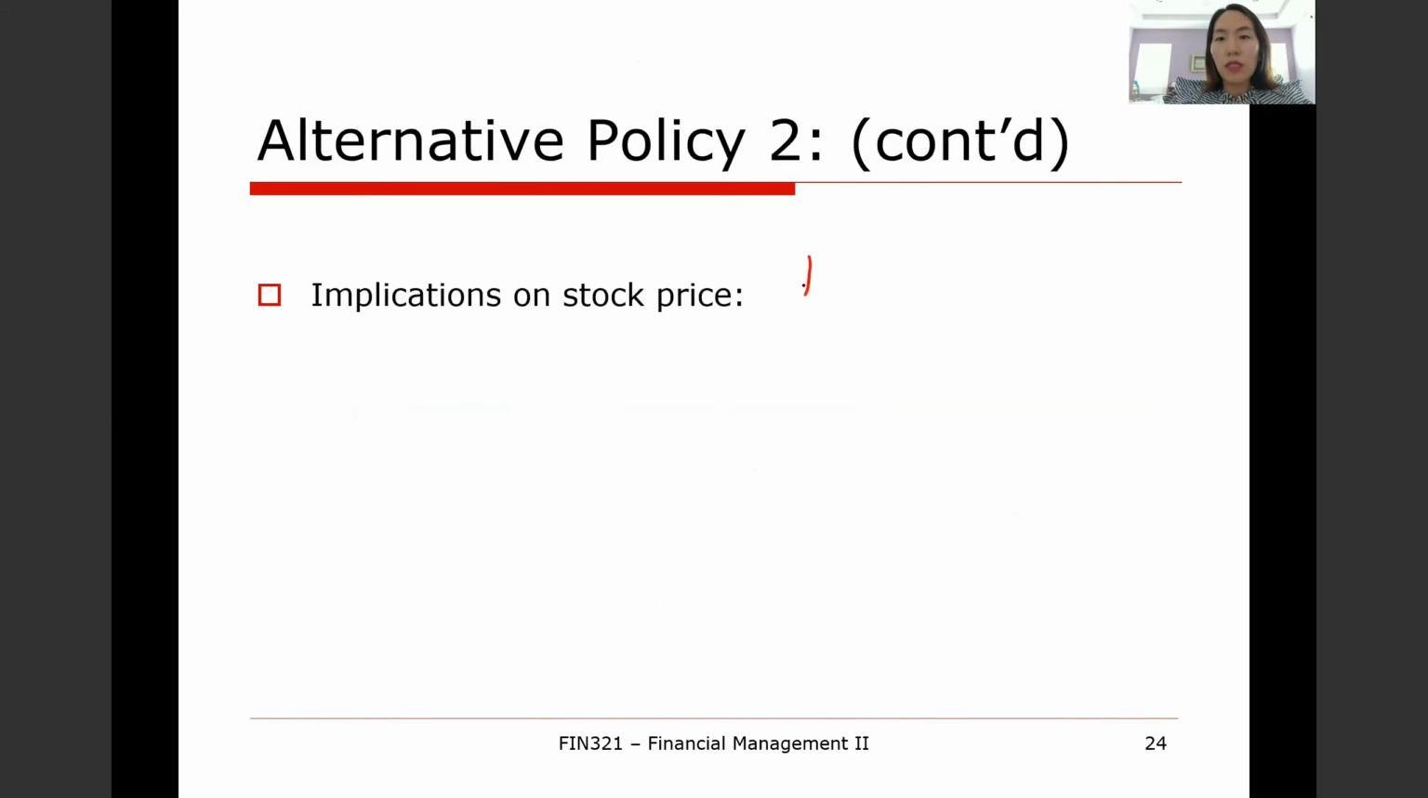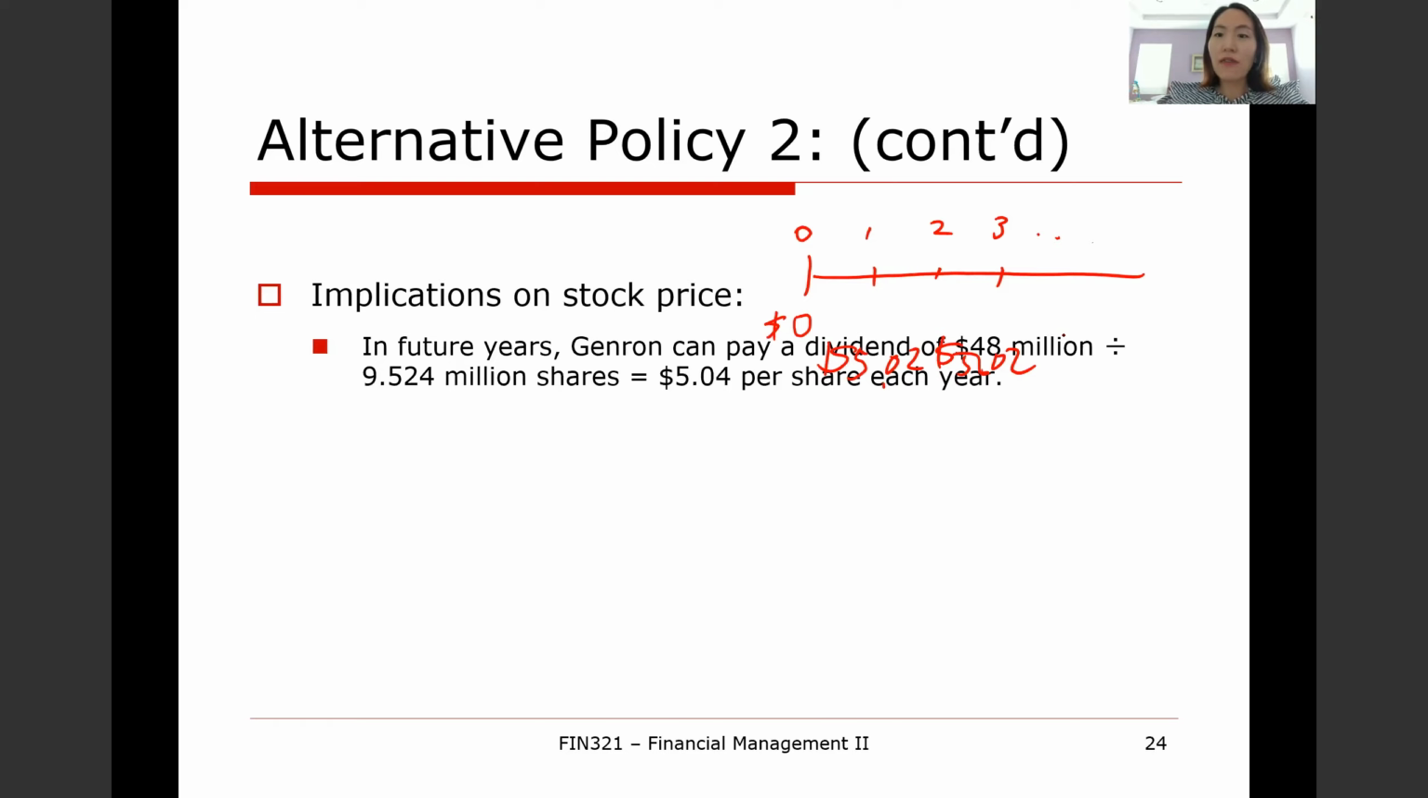So now, once again, let's draw a timeline for a one-share stockholder. Unlike the cash dividend case, in the stock repurchase case, shareholders do not receive anything at time zero. So when the firm does a stock buyback, the investors don't receive any cash right now, but rather the effect of stock repurchases will be recognized over time in the form of higher future dividends. In this case, the per share future dividend will be $5.04. Why?